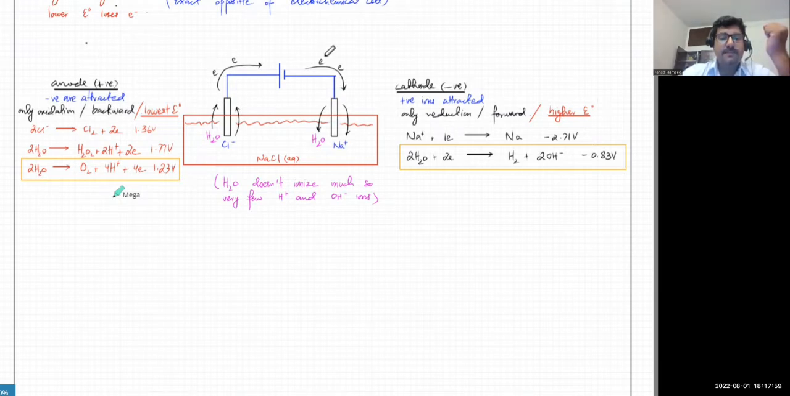Cathode ke upar, the battery is sending in electrons, so you've got only one option, and that is कि वो electrons gain ही कर सकते हैं. There's no other possibility. They can't lose electrons at cathode. They can only gain electrons. The reaction can only move in the forward direction at cathode. And who gains electrons? The one that has the higher E naught. So you're going to pick only those equations where they're gaining electrons, whether it's Na plus 1 or H2O.